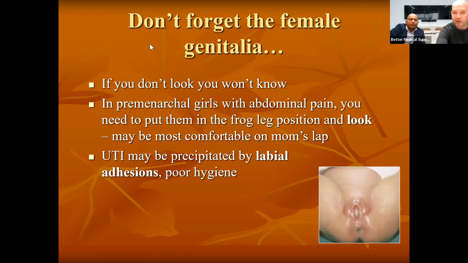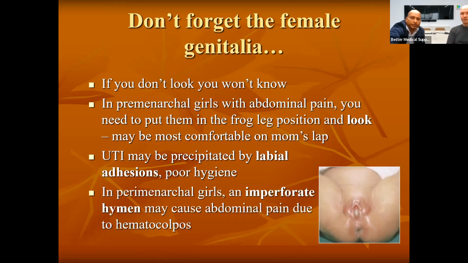Someone in the chat said, female baby with hernia containing ovary. Yeah, that's what I saw in Port Augusta. So we talked about hematocolpos.